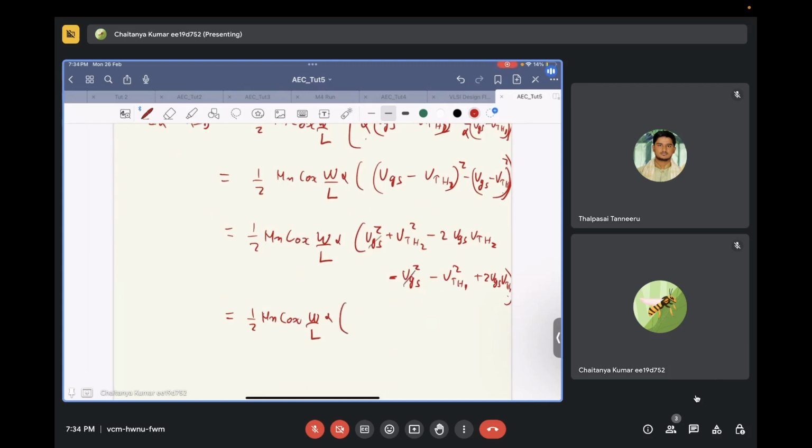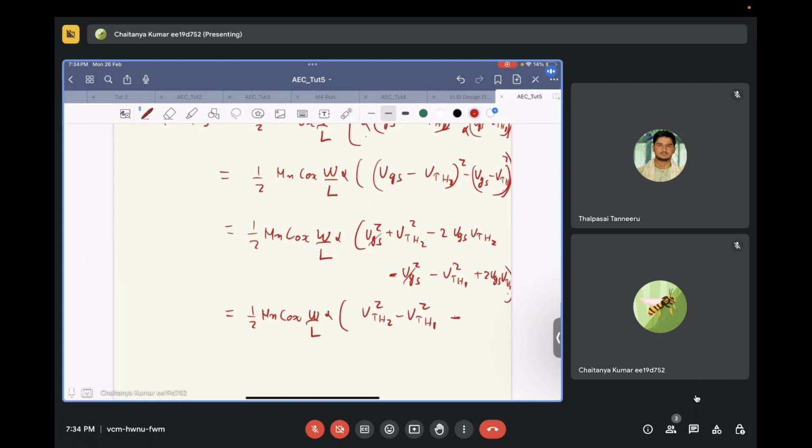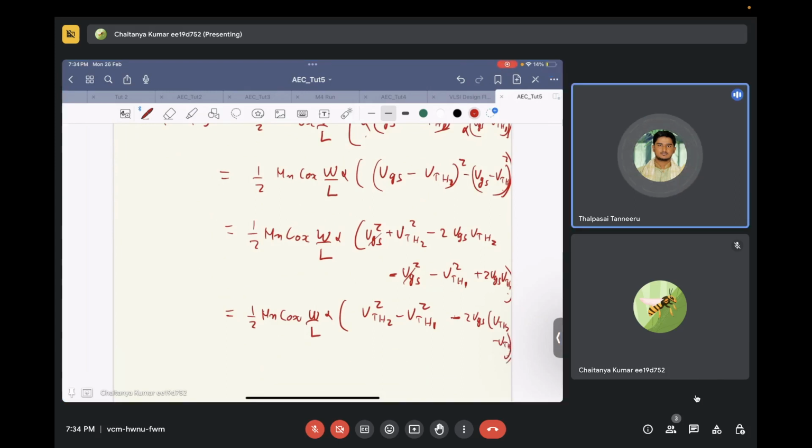So VGS squared can be cancelled. You have VTH2 whole square minus VTH1 whole square, minus 2 VGS times (VTH2 minus VTH1). Correct? Yes, sir. Okay.